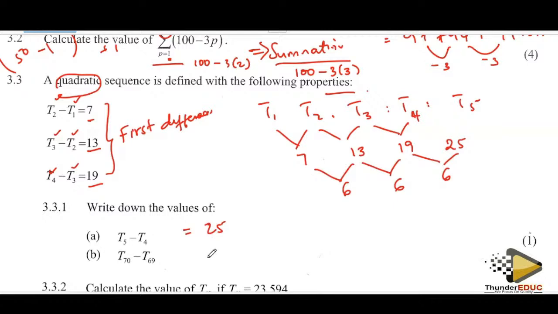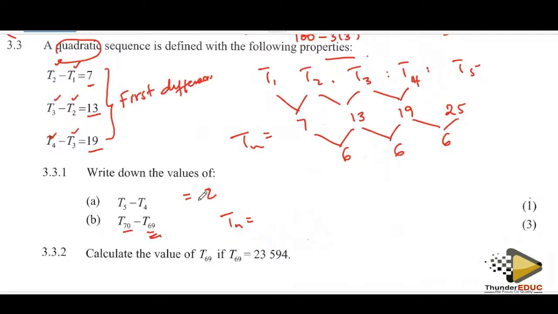Okay. And then when we look at T70 minus T69, then we need to get the Tn of this pattern. Since it's arithmetic, we need to find the Tn, which will be given as a plus n minus 1 into d. So our a is 7, and then our d is 6. If we simplify this, the Tn is going to be just 6n plus 1.